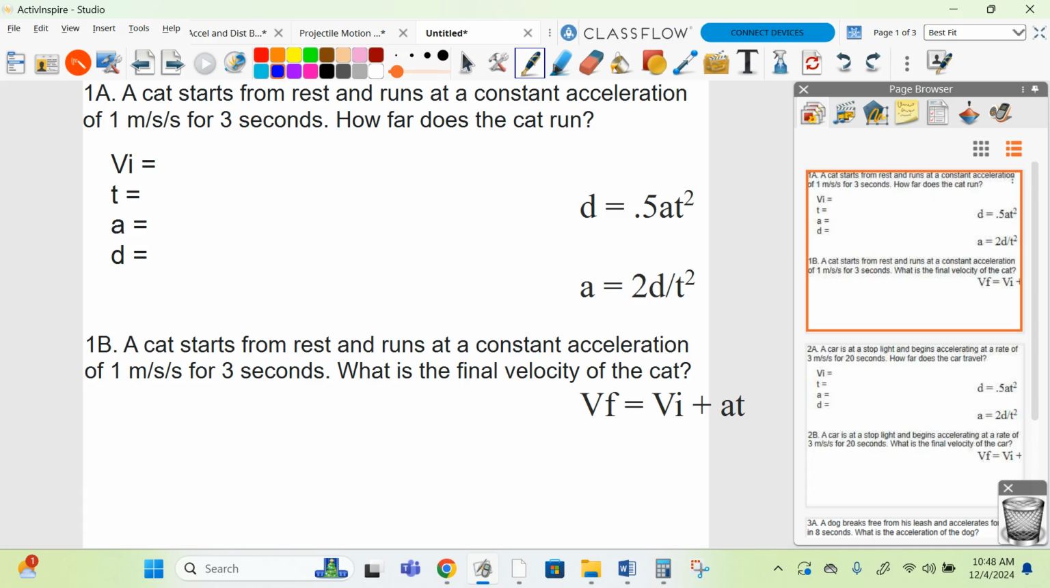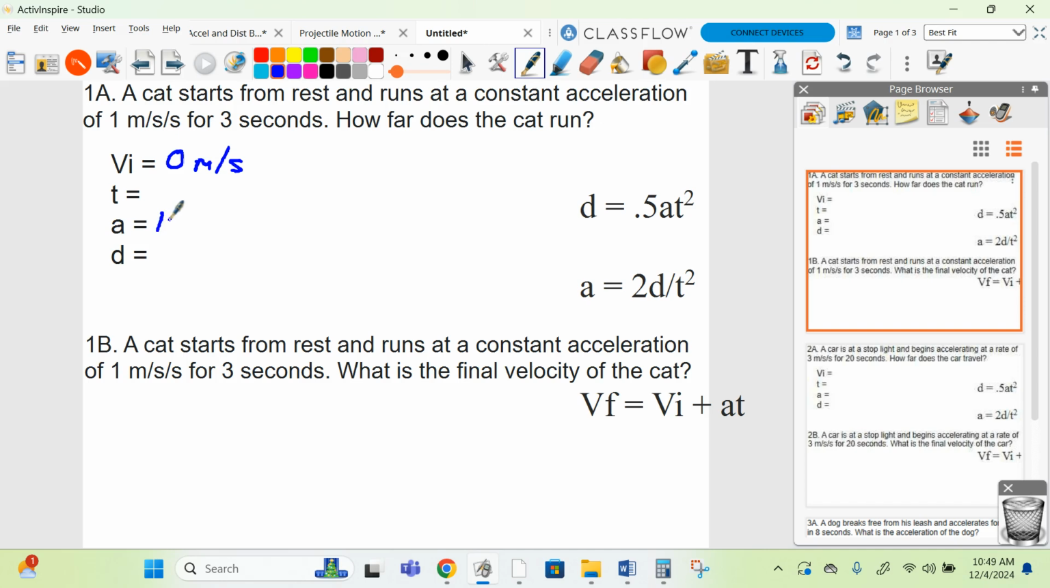So as I read, I'll start picking out important bits of information. The cat starts from rest. If it starts from rest, it's saying how fast the object is moving. Rest means 0, and since it's starting from rest, that means my initial velocity is 0 meters per second. It runs at a constant acceleration of 1 meter per second per second.